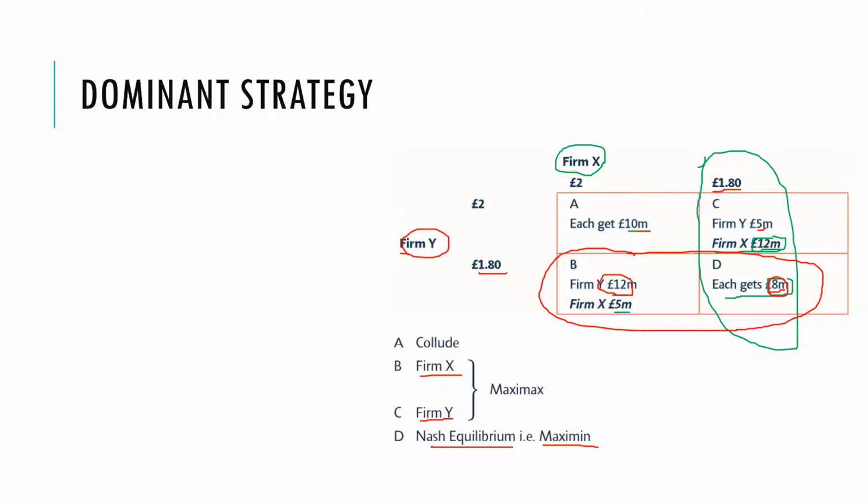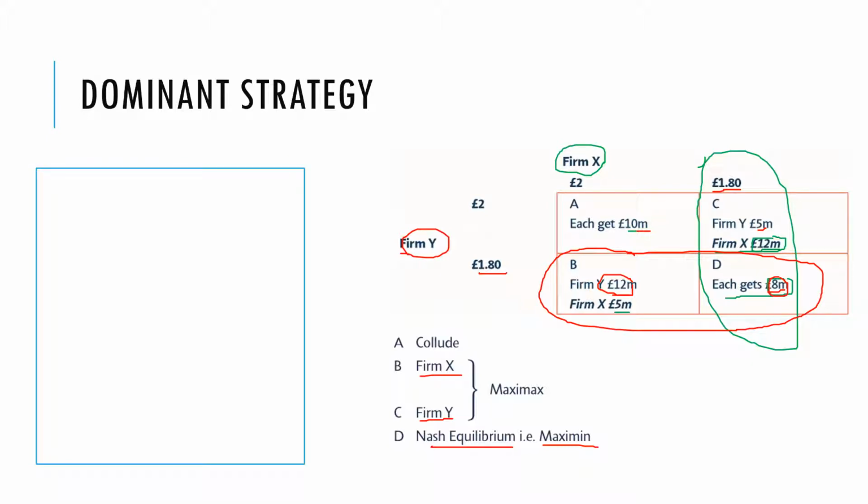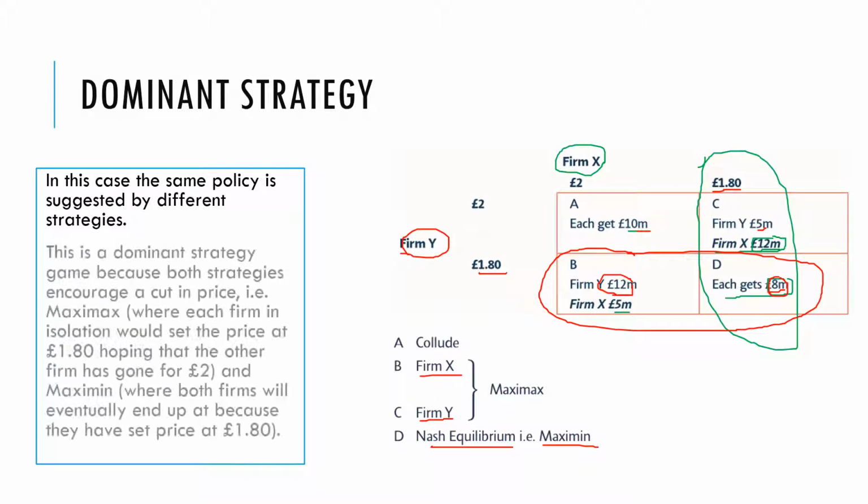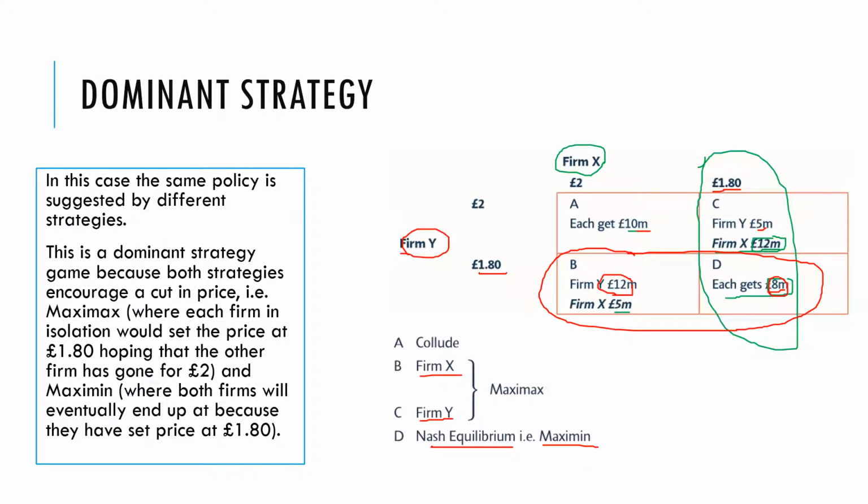So effectively, 3 of these outcomes, B, C, and D, involve the same pricing strategy. So we would say there's one dominant strategy here. It's the same policy, setting the low price, suggested by the maxi-min approach and the maxi-max approach. So both strategies imply a cut in price, and so we would say this is the most likely outcome. Only if the firms could trust each other and collude would we expect to see them go for A.